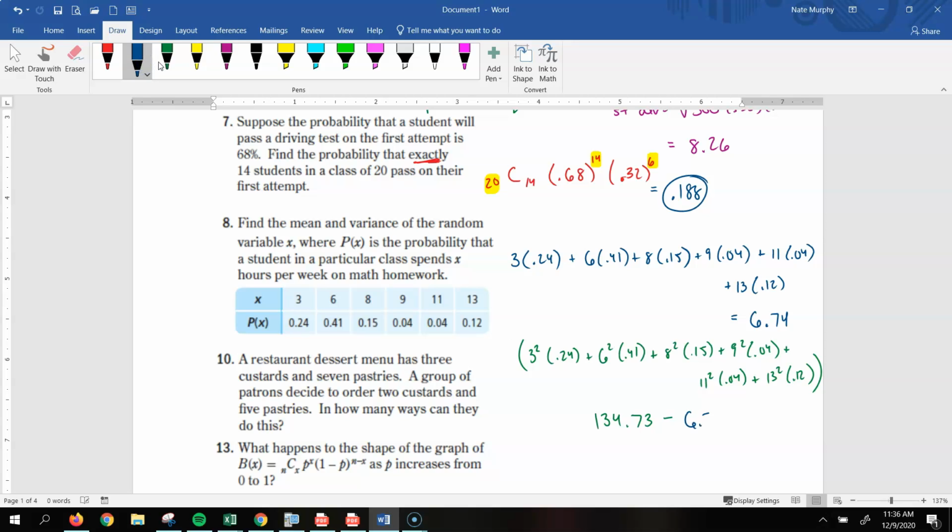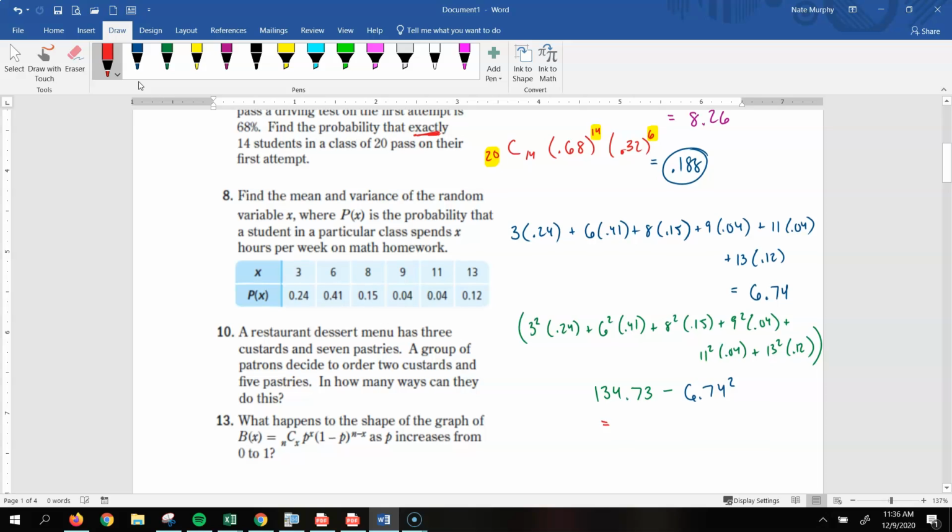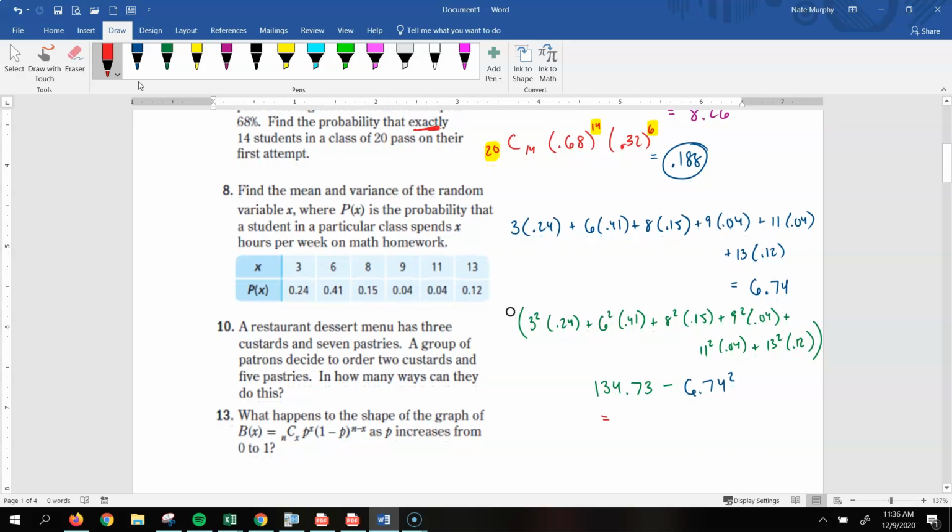Now what we're going to do is subtract the original mean squared, the 6.74 squared. And what this is going to do is give us our variance. When you take 134.73 minus 6.74 squared, you get an answer of 89.3024.